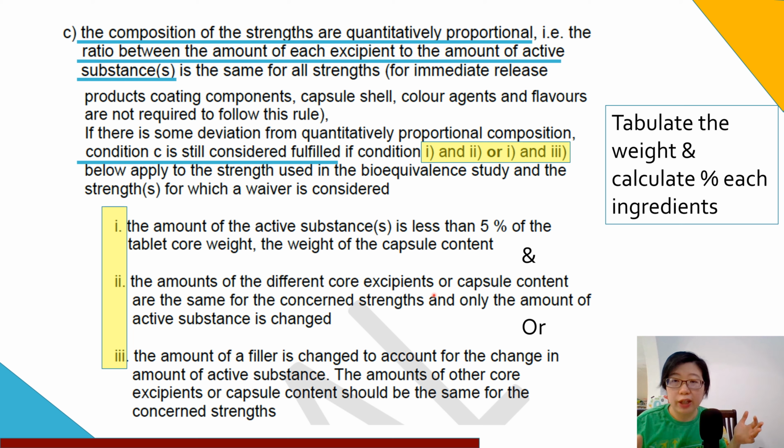The easiest way is to create a table for the weight and calculate the percentage of all the ingredients. You need to list down the name of each of the ingredients and the weight of each inside, and then calculate the percentage of all. Then you would know, for your particular formulation with dose A and dose B, can you get a biowaiver for dose B, for example? This will provide the answer.